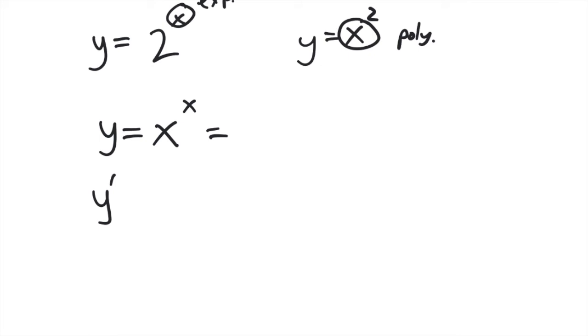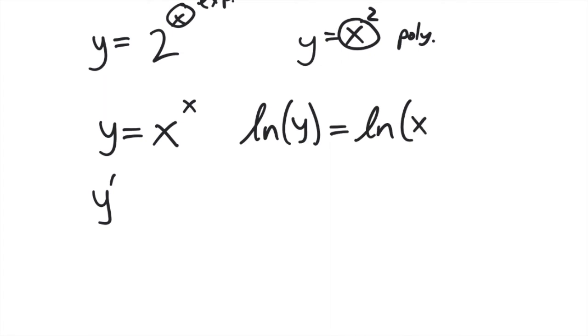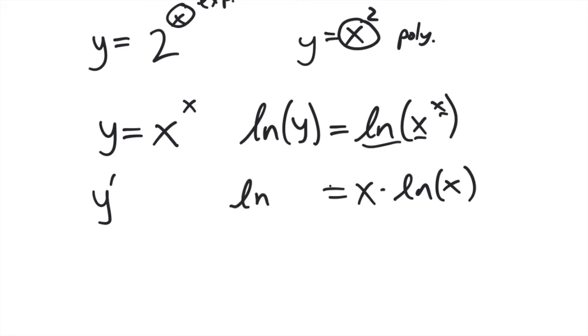Before we try to take a derivative, what would be really helpful here is to take the natural log of both sides. The natural log of y equals, this is just a rewrite of that equation. So the natural log of y is equal to the natural log of x to the x. And the reason that might be useful is because of your log rules from past classes: when you have a natural log of something with a power, that power can drop down in front. So this is x times the natural log of x.